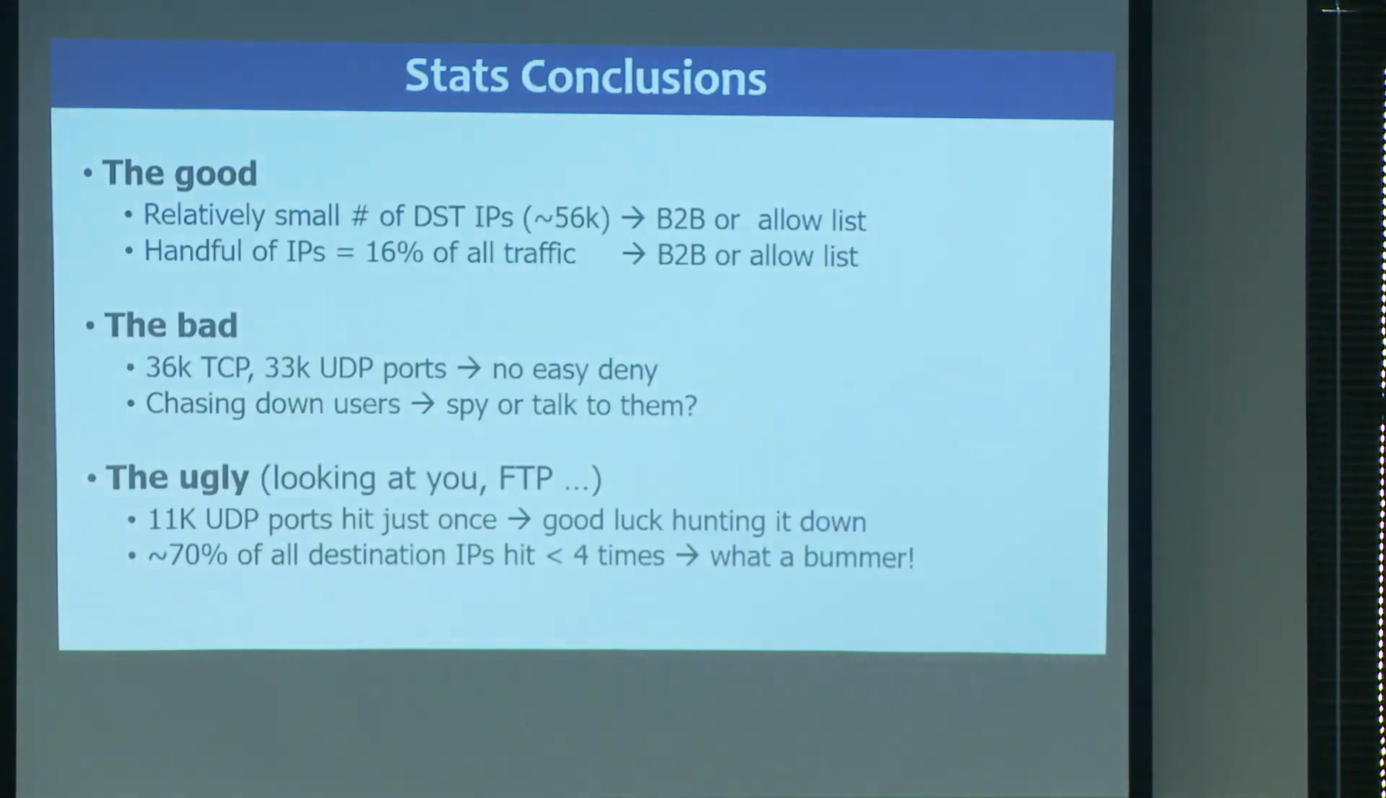Some conclusions on the statistics. We do have the good, the bad, and the ugly. The good is a relatively small number of IPs. The bad is that we hit half of the ports, so there will be no easy deny. And the ugly, of course, that's the FTP, right? Because it's just a horrible protocol. But also those 11,000 UDP ports that were hit just once. I just hope that it's one source IP that's responsible, right? Because I can find it. Otherwise, good luck chasing that down.